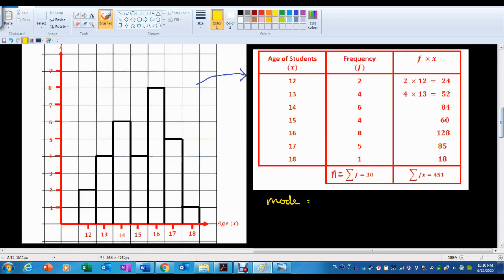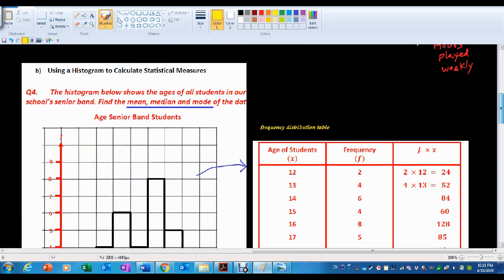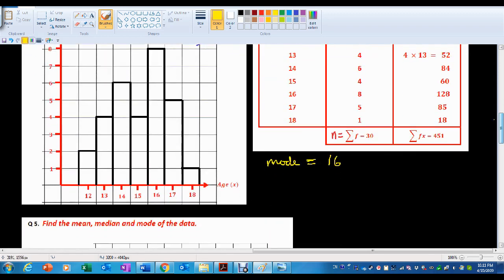Okay, the most popular data should be age 16 because there are 8 of them. There are 8 of them who are 16 years old, right? So the mode is the most popular data, which is 16-year-old. All right, that's the first one. And how about the second one? Let's find the mean.